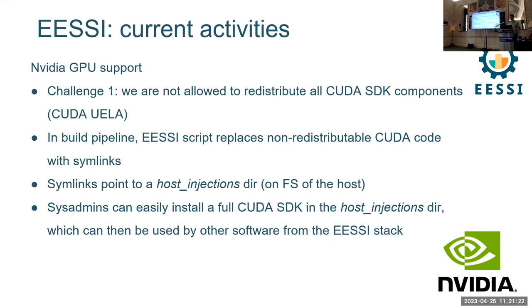So what we do there is we have a script that checks in the EULA which files we are allowed to redistribute. Anything we're not allowed to redistribute is replaced by a symlink, which points to a special directory, which we created in EESSI, which is the host injections. So this is basically where you put anything as a sysadmin that should be picked up from the system, right? So you can put an additional full CUDA SDK installation there, and then it gets picked up from the system.